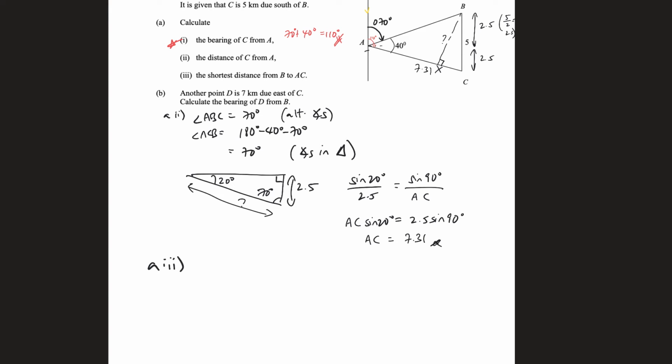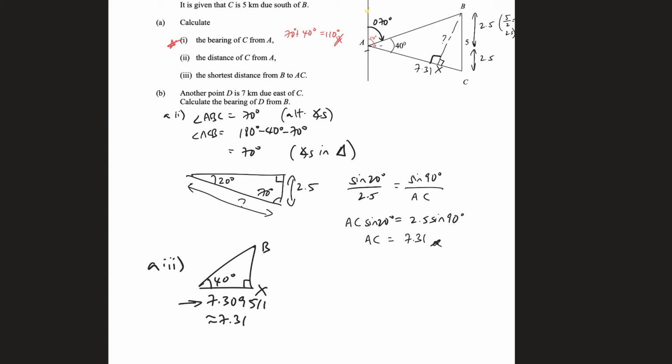So how to find BX? Let me look at this triangle, and this is B, and this is X, and this is 40 degrees, and this is 7.31. But I'm going to use the calculator value to more SF, okay? So yeah, it is rounding off to 7.31, but I'm going to use this value. And I know this is 90 degrees, right? That is the nature of the shortest distance.